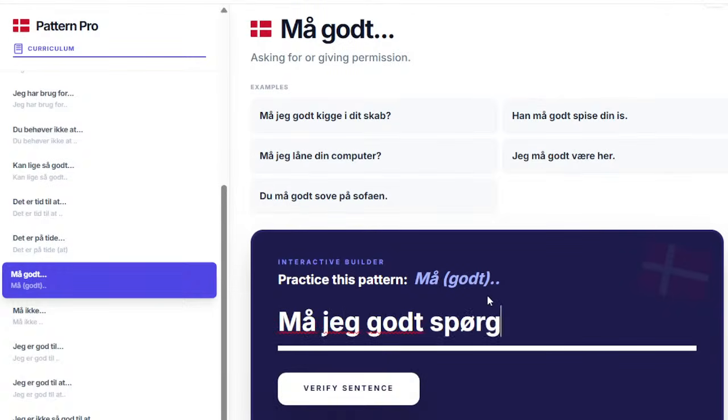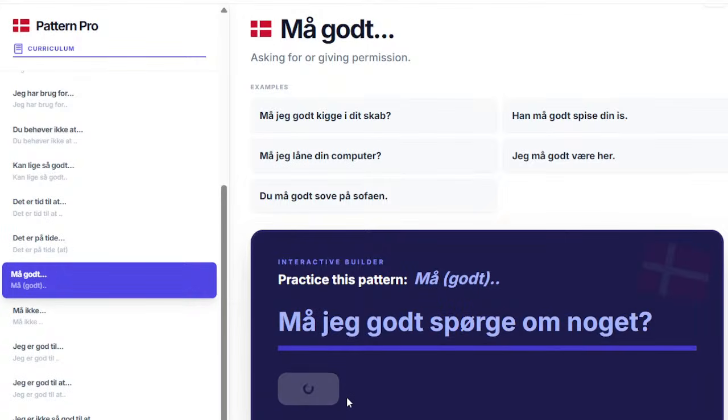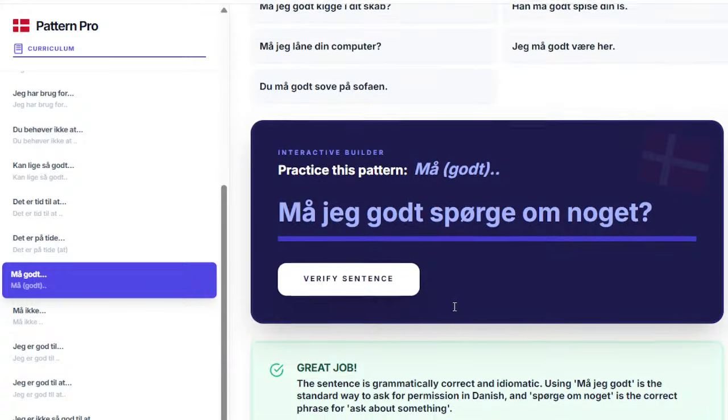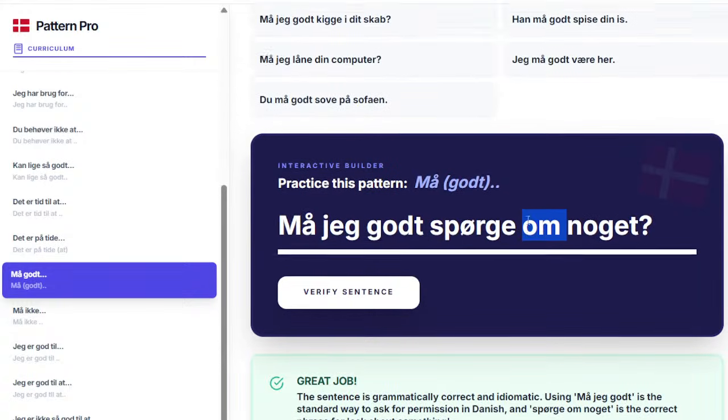Må jeg godt spørge om noget? Very useful, very common. Må jeg godt spørge om noget? Basically, can I ask something? May I ask something? A question. Right? Må jeg godt spørge om noget? Okay.